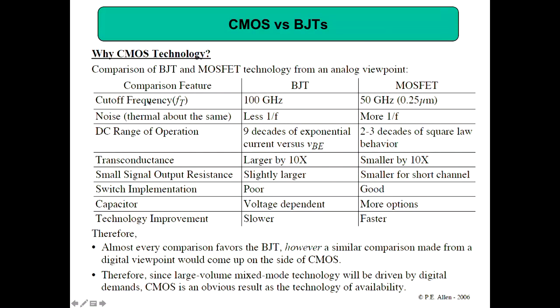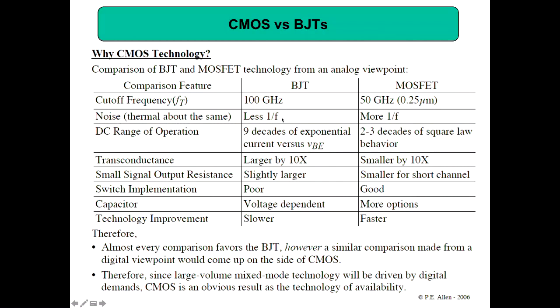If you want to operate at a very high frequency, still BJT is good. MOSFET is a metal oxide semiconductor field effect transistor; we write only MOS transistor. For the MOS transistor, the maximum speed you can get is maybe 50 gigahertz. Maybe these days you can get much higher. But the summary is BJT will operate much faster than MOS transistor. Cutoff frequency means the maximum frequency you can operate. BJT is much better. Noise, thermal, about the same.